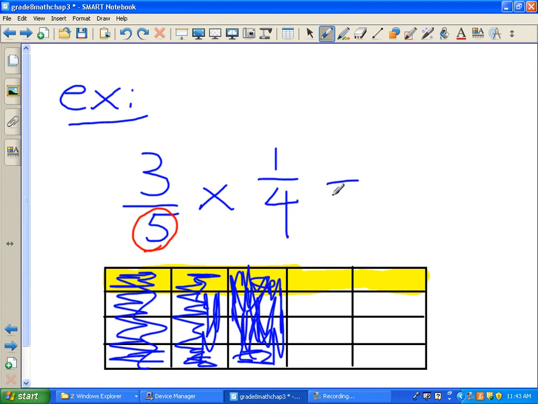So in total, how many pieces did I break my new rectangle into? Count each individual piece. 1, 2, 3, 4, 5, 6, 7, 8, 9, 10, 11, 12, 13, 14, 15, 16, 17, 18, 19, 20. So I've got 20 pieces. How many are overlapping or shaded in both blocks? 1 of them, 2 of them, 3 of them. So my answer is 3/20.